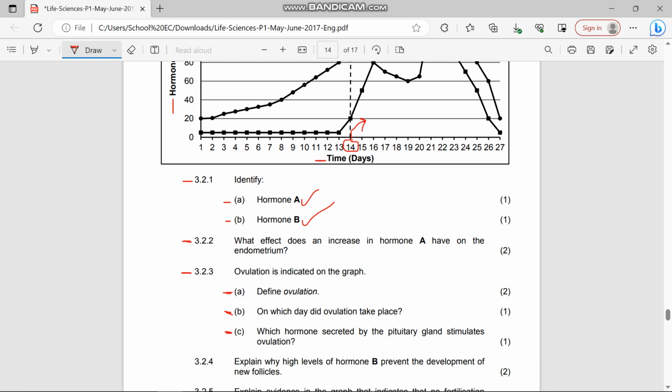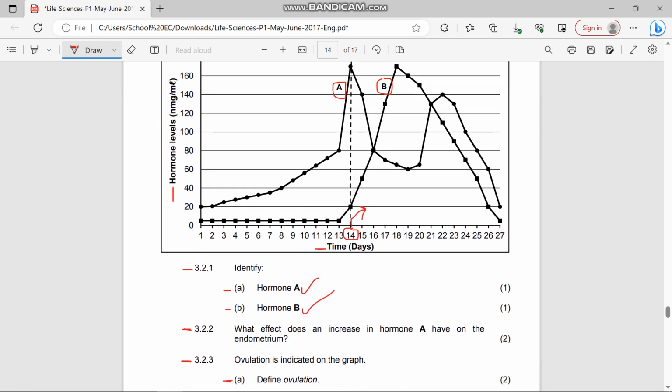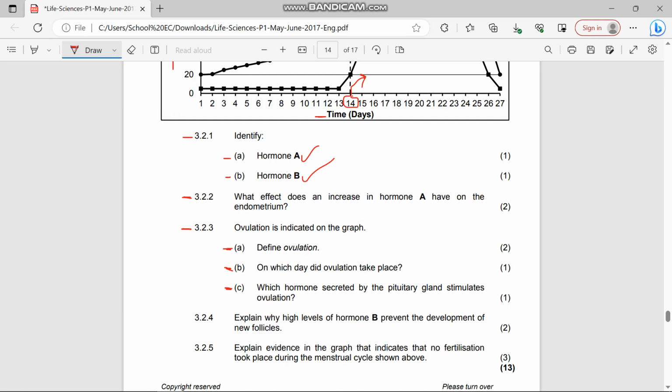C says, which hormone secreted by the pituitary gland stimulates ovulation? Which hormone, guys? I told you it's the luteinizing hormone, right? You know that luteinizing hormone stimulates the what? The ovulation. So at B, day 14, and define ovulation. At A, it's the release of the ovum from the ovary, from the Graafian follicle.